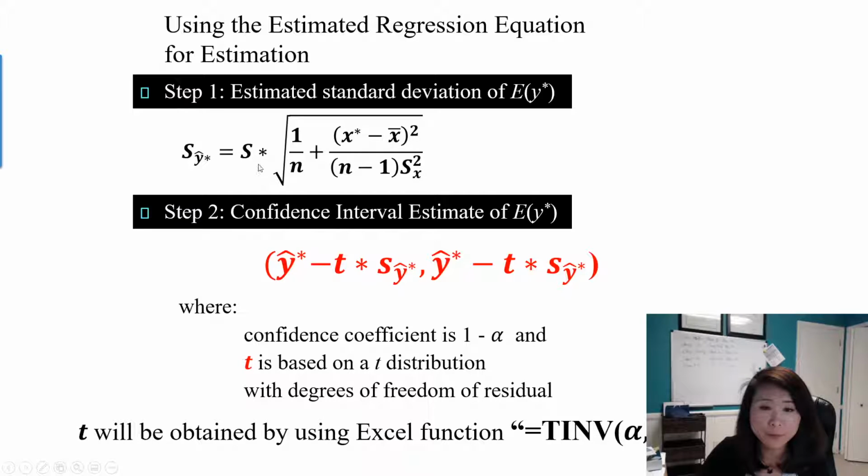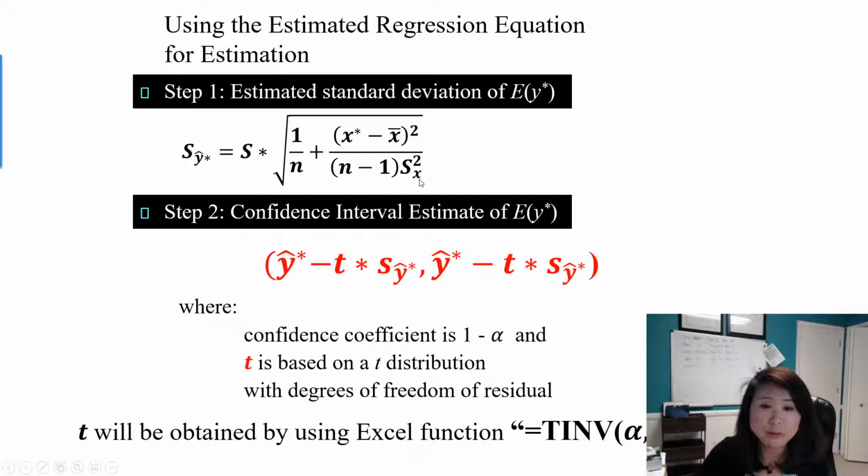So the standard error times the square root of 1 divided by n, where n is the sample size, plus x star minus x bar squared divided by n minus 1 times s squared x. The x star is the value you will be given from the specific question. What is x bar? We learned this notation in chapter 3, numeric distribution. That is the mean of x. We learned the notation s squared before. That is called the sample variance.